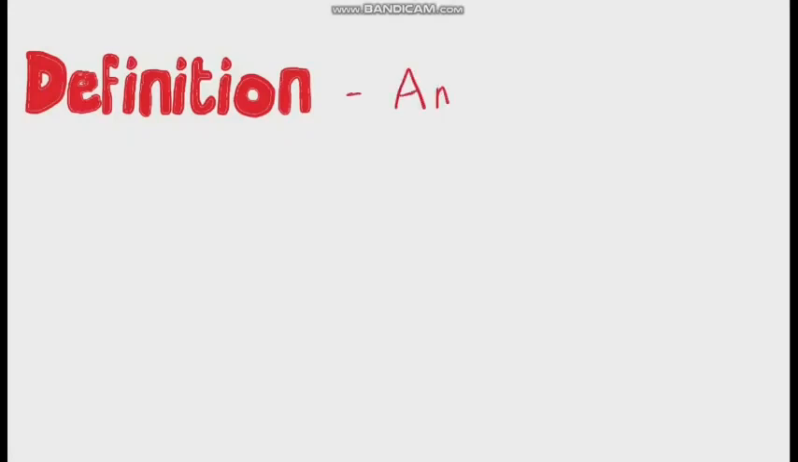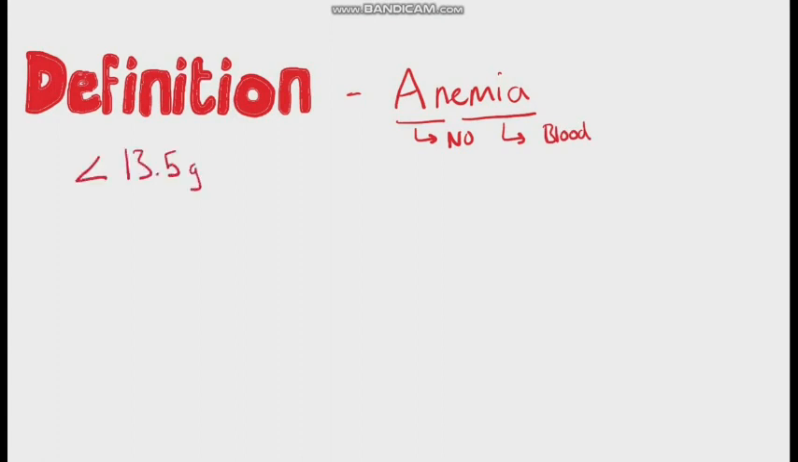Alright, so anemia. In anemia, an means no and emia means blood. So anemia is a condition where the patient has no blood. Just kidding. It means that there's a deficiency of red blood cells or hemoglobin in the blood. Typically, this is below 13.5 grams per deciliter in males and 12 grams per deciliter in females.